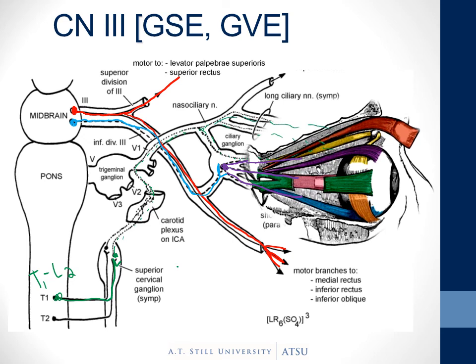So this is a complicated example where we have a lot of fibers occurring. We've got motor to the extrinsic eye muscles. We've got parasympathetic going to the pupil and the lens. Both of those are from cranial nerve 3. Sympathetic nerves join in. Those are called long ciliary nerves, and they use the V1 nasociliary nerve to get to their location.